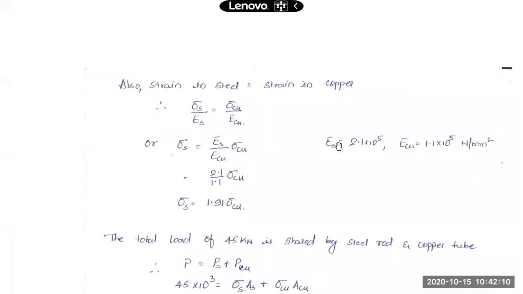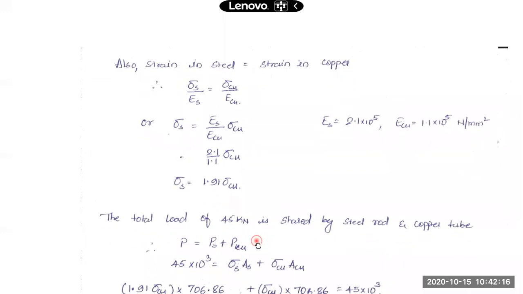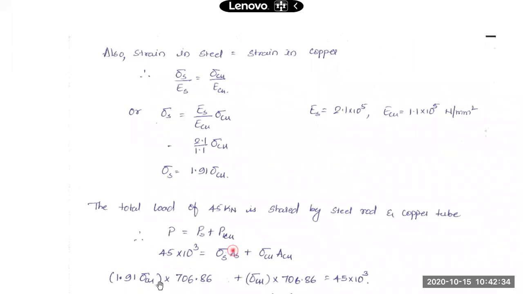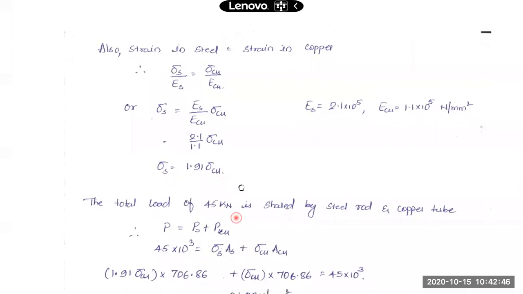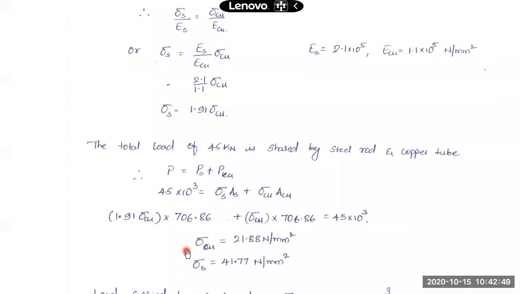You get the force by multiplying stress with the area of the member. So sigma S into AS is the force in the steel bar, and sigma Cu into ACU is the force in the copper bar. Stress multiplied by area is what gives the forces in the two bars. We have already calculated the areas previously. On substituting the values of area and using the relation between sigma S and sigma Cu, you get the stresses in the steel bar and in the copper bar.